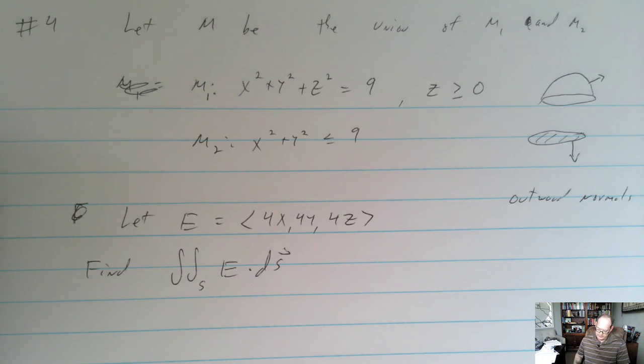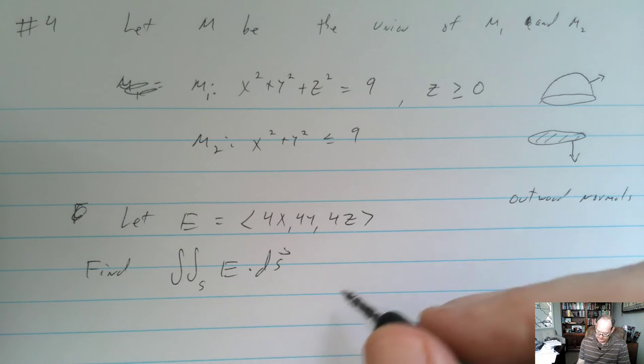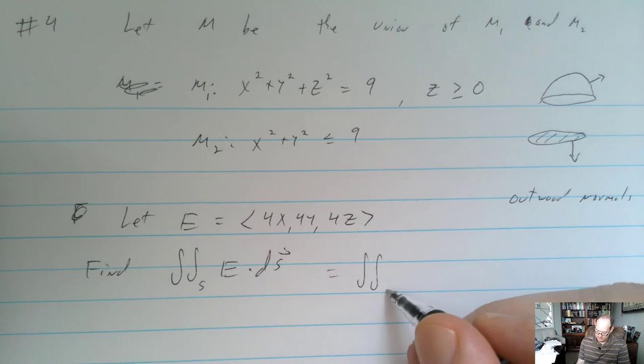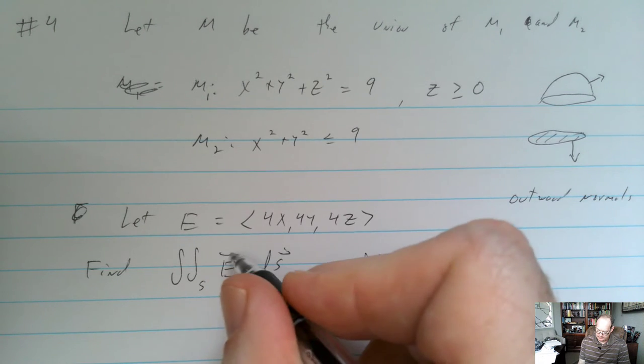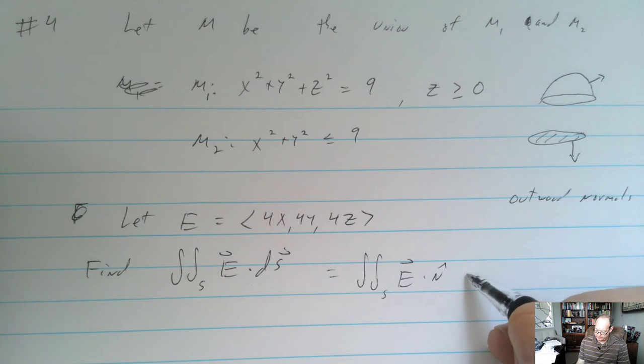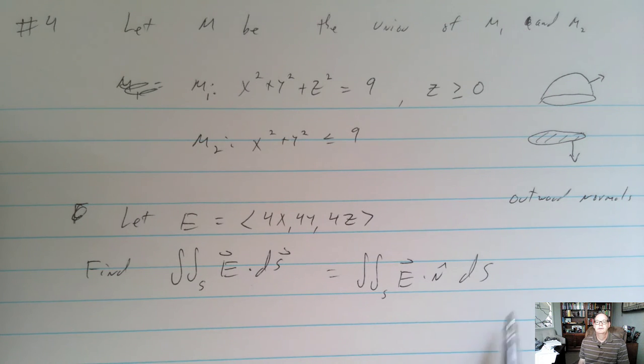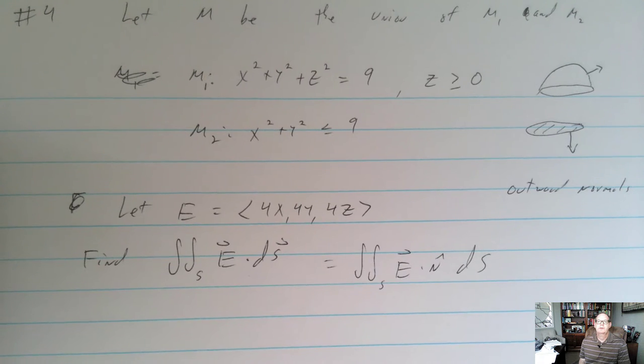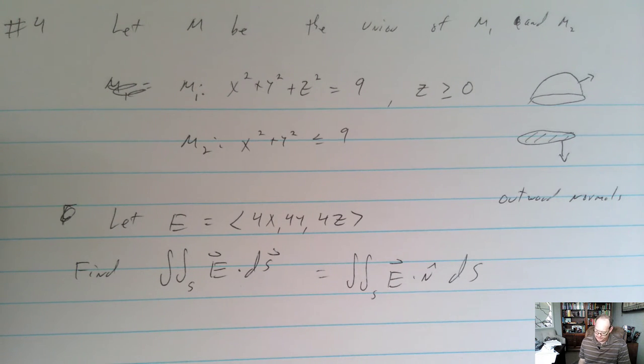All right, let's find this flux integral. So again, as always, this will be E dot the unit normal for the surface, and then we can just do a surface integral. We're actually going to do it in pieces, first with M1. So on M1, my unit normal, again it's outward, will be x, y, z over the radius, which is 3.